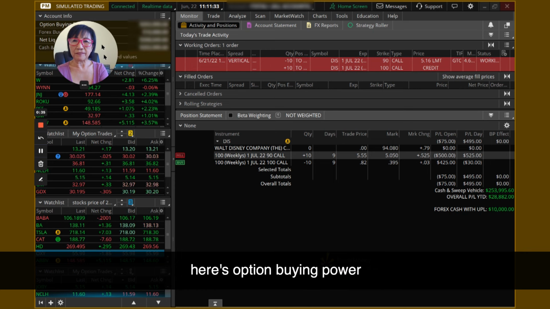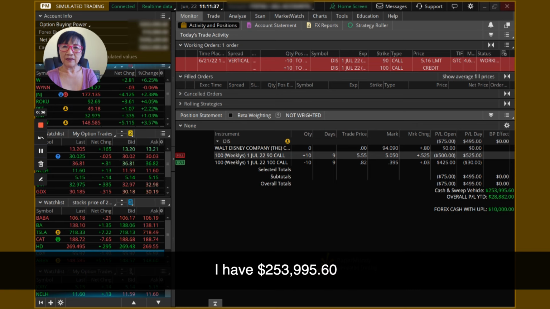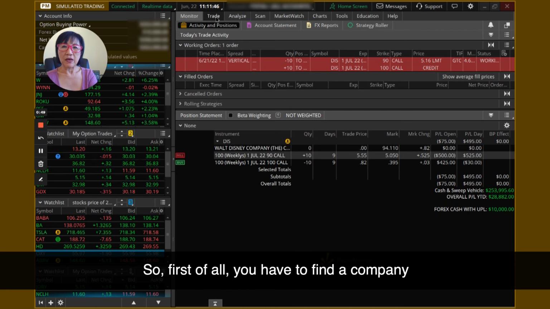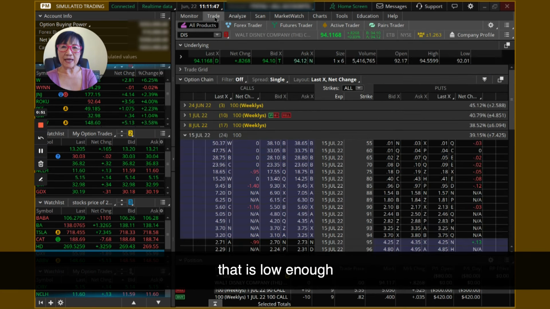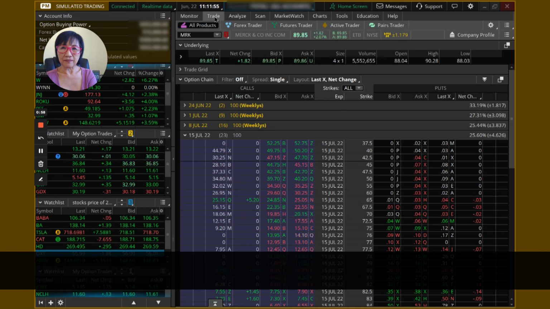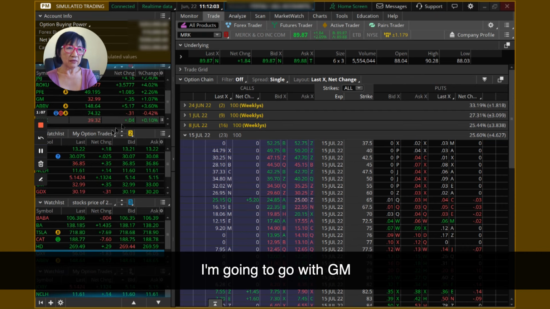Okay, here's option buying power. And obviously, I have $253,995.60, but we're just going to only work with $350. So first of all, you have to find a company whose price is low enough that you could at least do one contract. So I did some research and I think I'm going to go with GM.